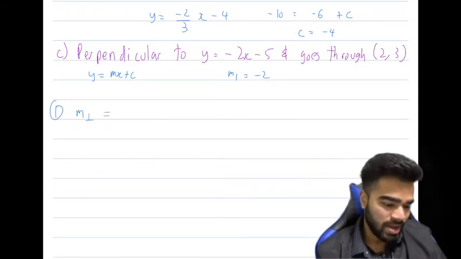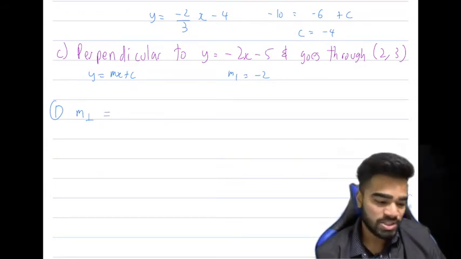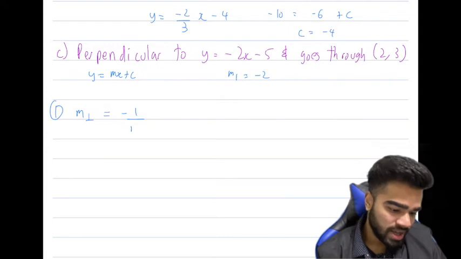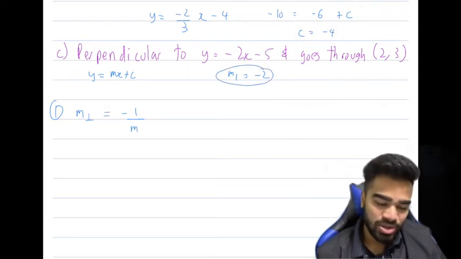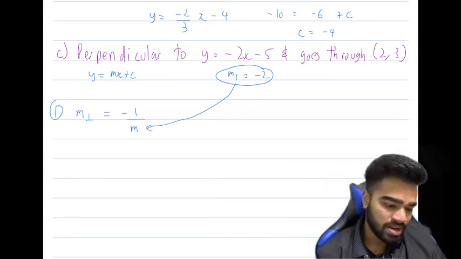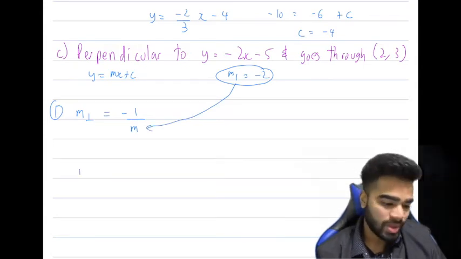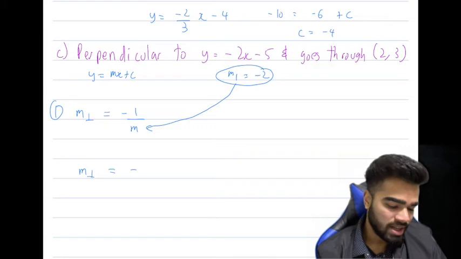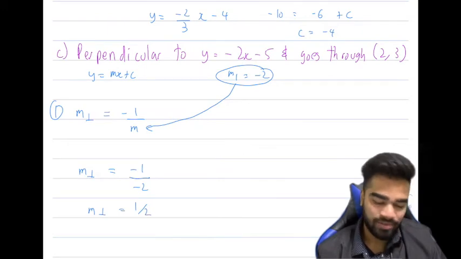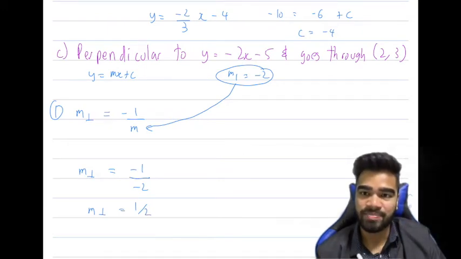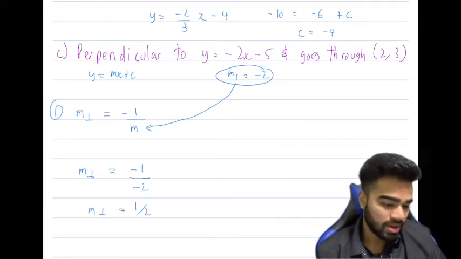So m perpendicular, what's the second equation we had? We had m perpendicular is -1 over whatever the original gradient was. If this one is the original gradient, to find the perpendicular gradient, you just sub it into here. So the perpendicular gradient is equal to -1 divided by -2, which is a half. That's the gradient of our new graph. It's perpendicular, not parallel.